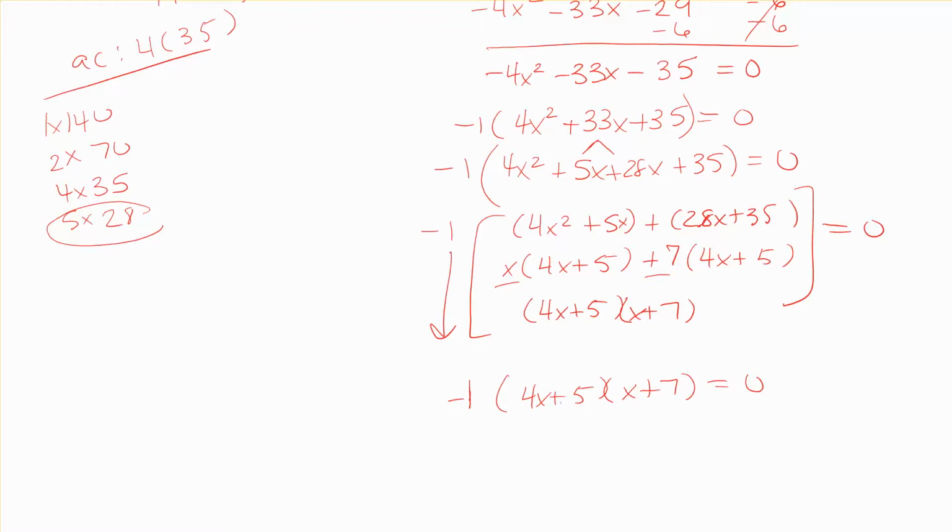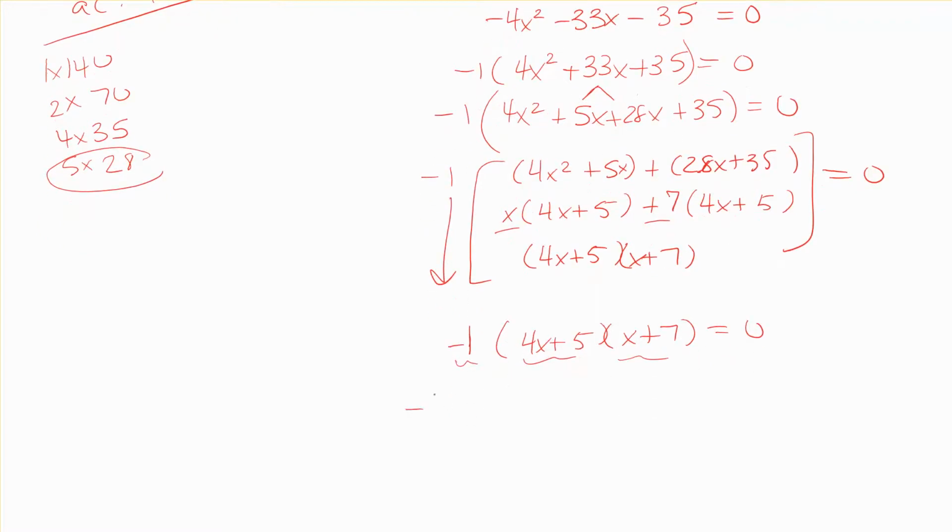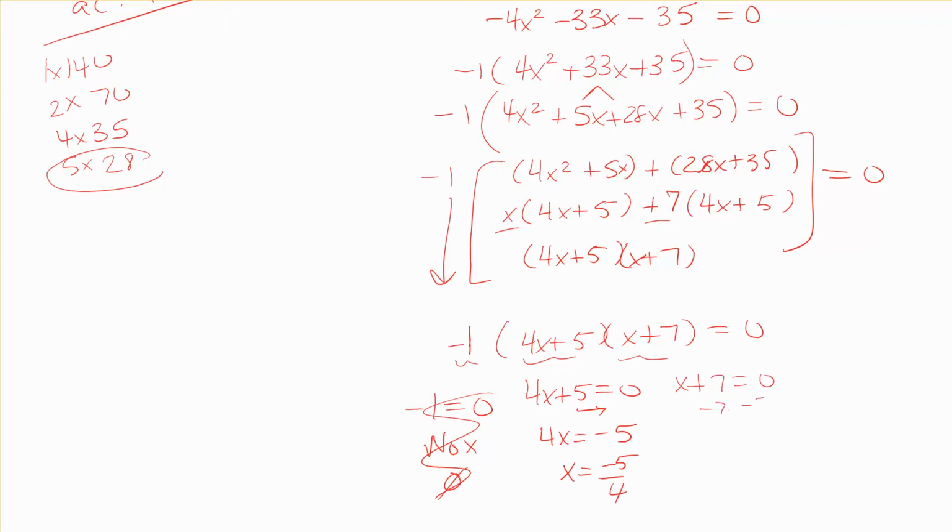Now to find the solutions, you set each of these three factors equal to 0. But when we set negative 1 equal to 0, if it has no x, it's no solution. So that doesn't give us an answer. For 4x plus 5, we can solve for x. You subtract 5, 4x equals negative 5, and divide by 4. Now let's set x plus 7 equal to 0, and you subtract 7, and x equals negative 7.